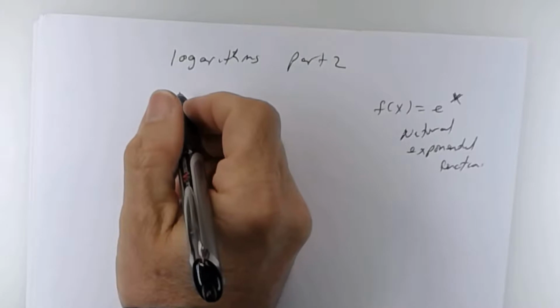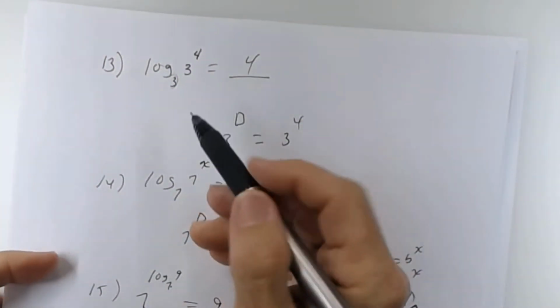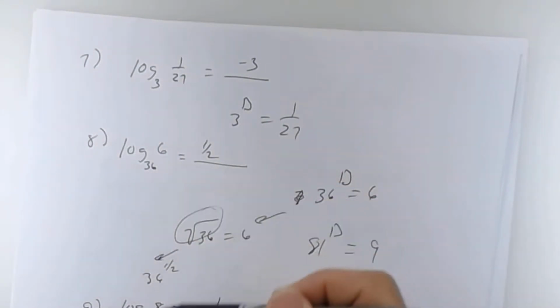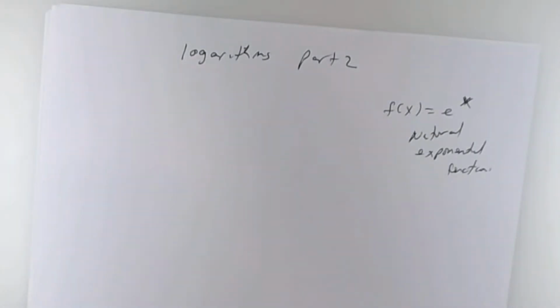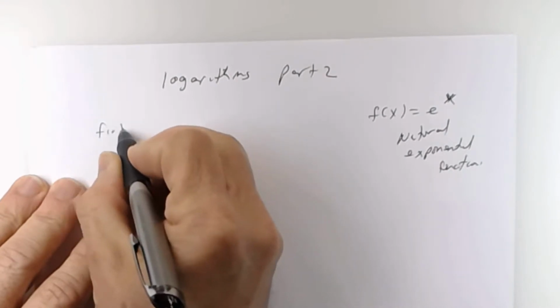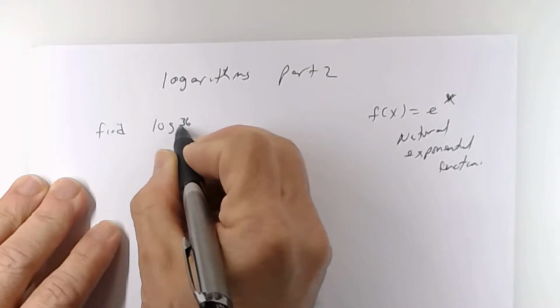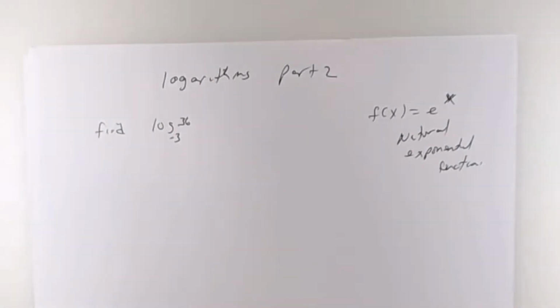Now, the two more common bases. Remember, when we did all these logarithms, we had bases, right? We had base 3, base 7, base 36, base 8, and so on. Now I'm going to ask you this. Why is it I could not have asked you something like the log of 36, base negative 3?